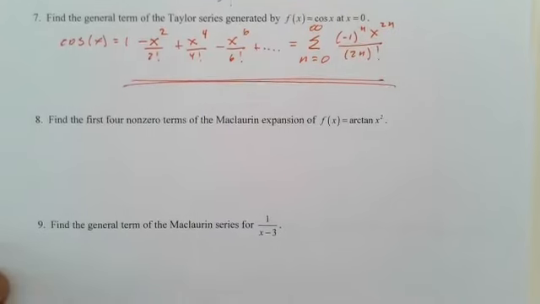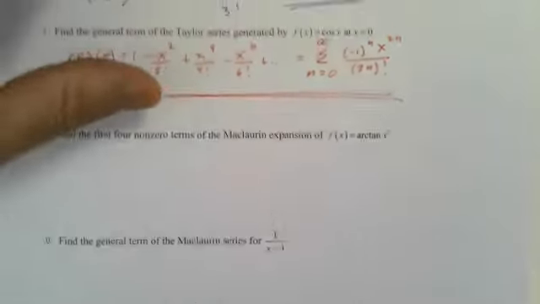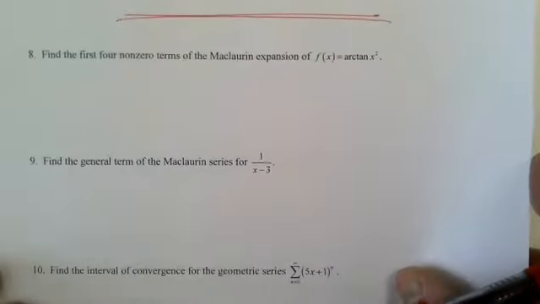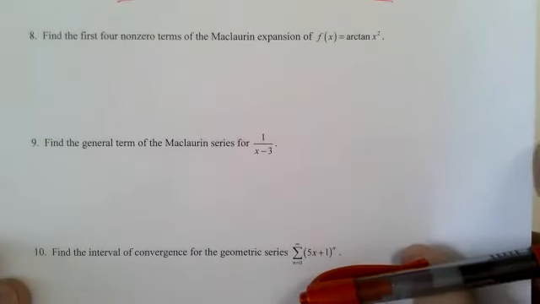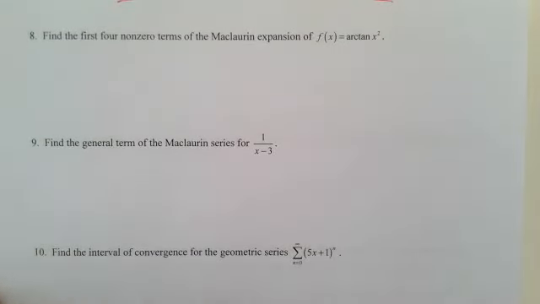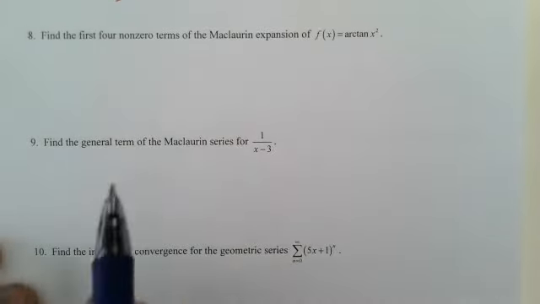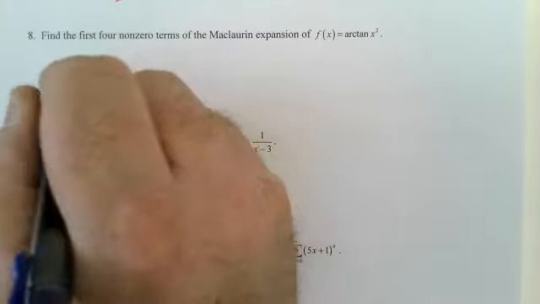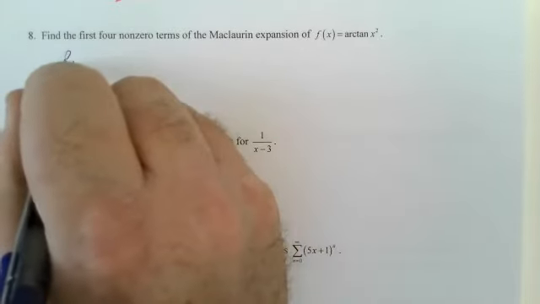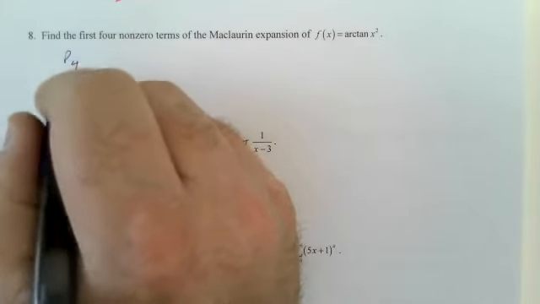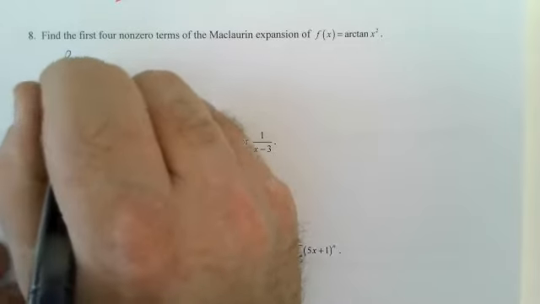Find the first four non-zero terms of the Maclaurin expansion of arctangent of x squared. That's right, we don't know tan of x, we know arctangent of x. I haven't been over my Maclaurin series in a little while. So, first four non-zero terms. I think it's going to be fourth. No, it's going to be 14 when I'm done with it.